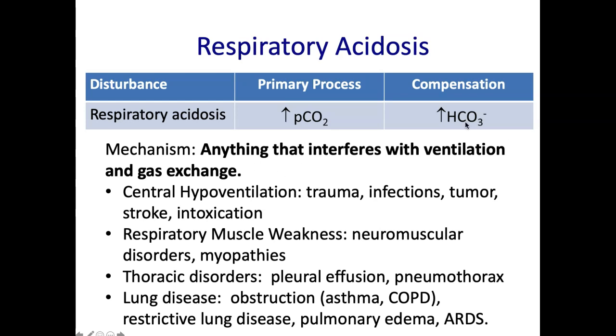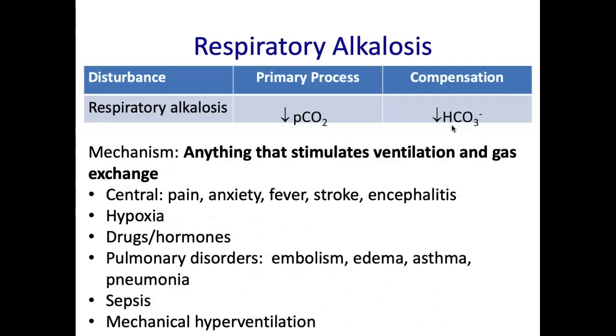Now, the compensation, well, to compensate for a respiratory problem, we have to go to the metabolic processes, and the kidney is going to help us hold on to bicarbonate. So we're going to generate more bicarbonate and hold on to it. That will mitigate a respiratory acidosis and a drop in the pH. All right. A respiratory alkalosis.